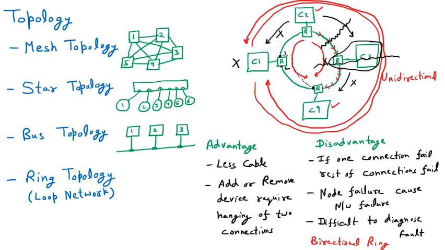So this is all about the ring topology or the loop network. And now we are going to discuss the next type of topology, and that is the hybrid topology.